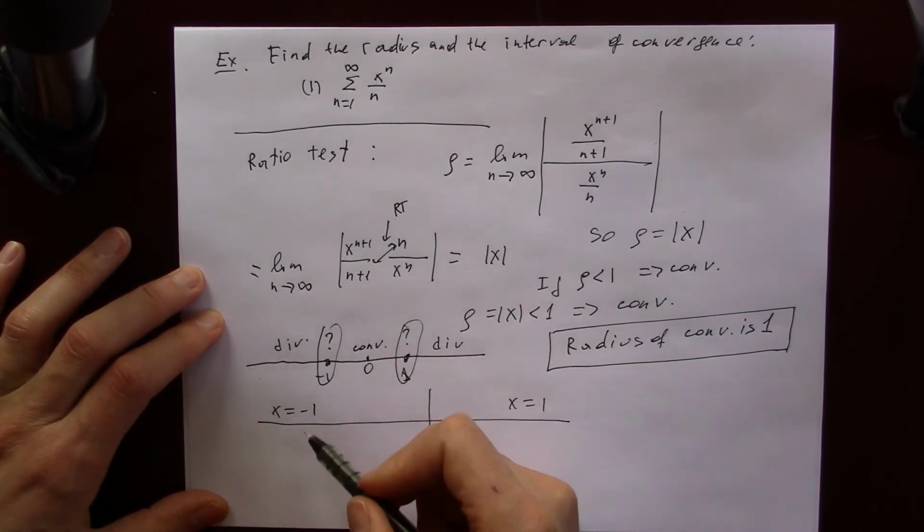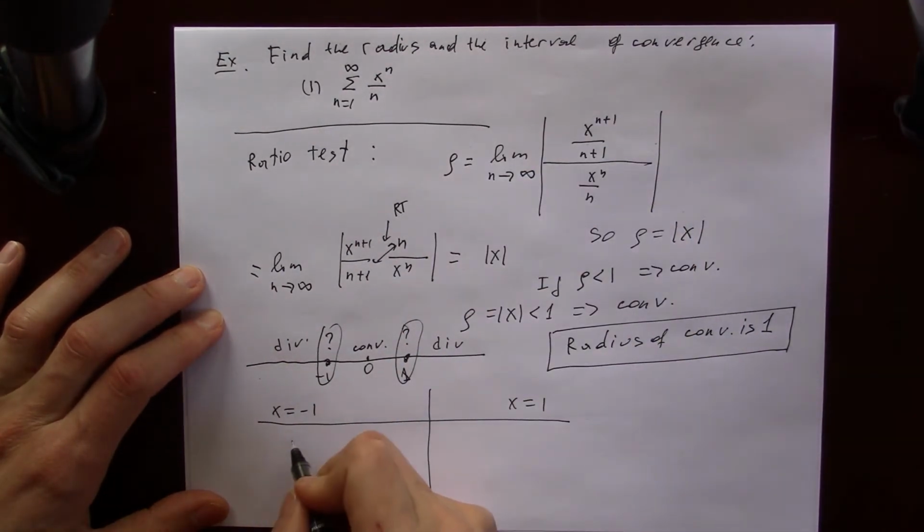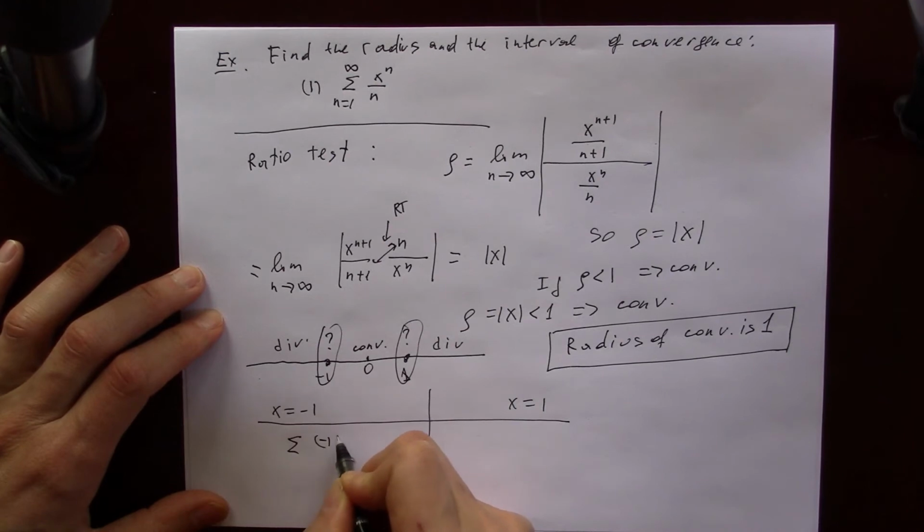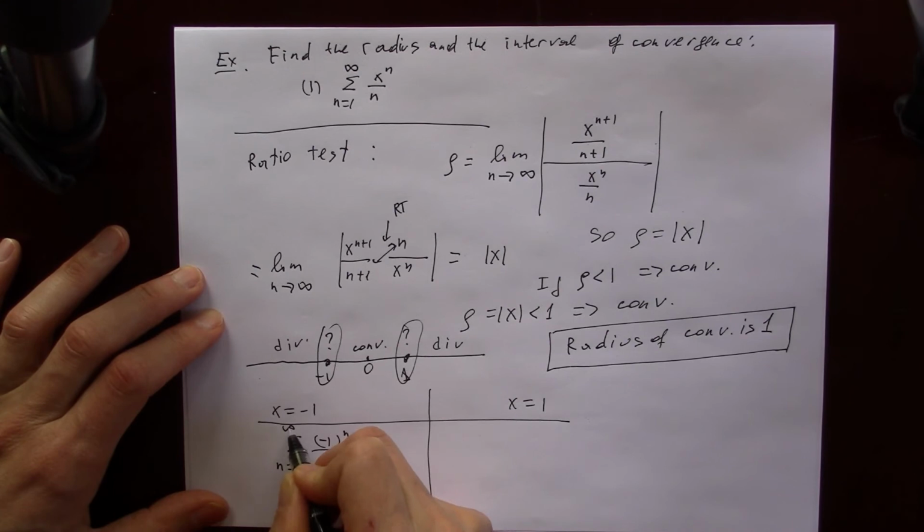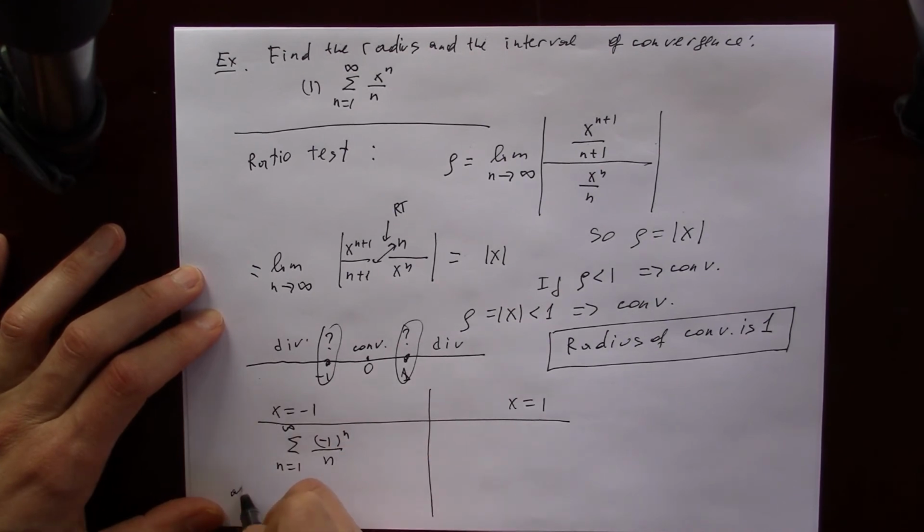For x equals -1, substitute -1 into the power series, so we're going to get -1 to the n over n, n from 1 to infinity. You recognize that it is the alternating harmonic series. Convergent. If you like, you can say by AST.